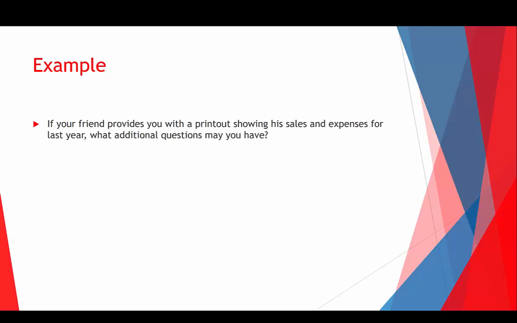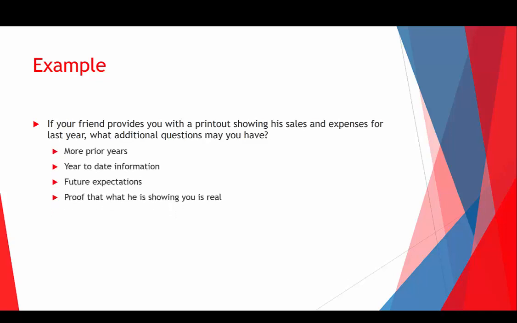And did you follow any sort of set standards, anything that maybe I could reperform and get the same results that you did? Those are some of the things that I would want to look at. Yeah, totally. So you can see what we jotted down there. More prior years, year-to-date information, future expectations, proof that what we're showing is real. And then kind of a final thing, what else might you want to know?